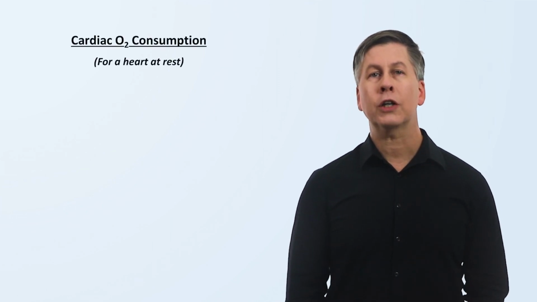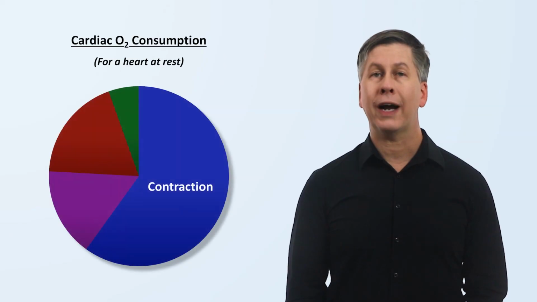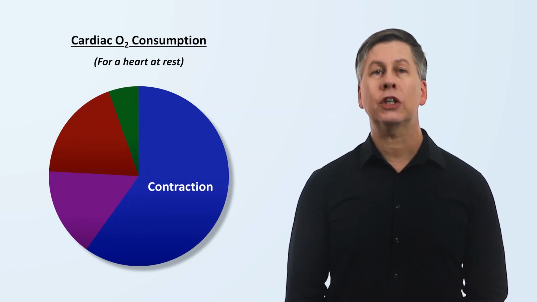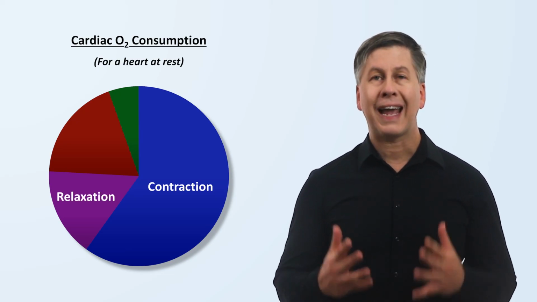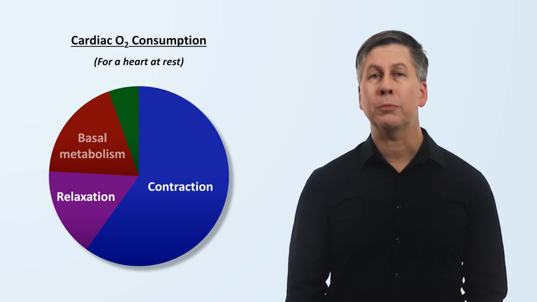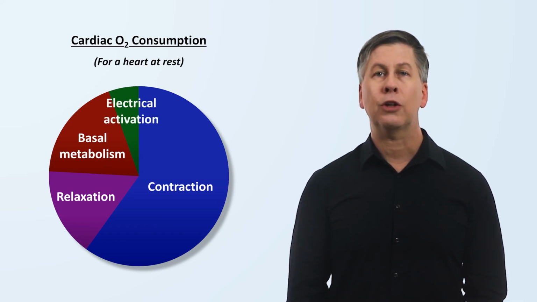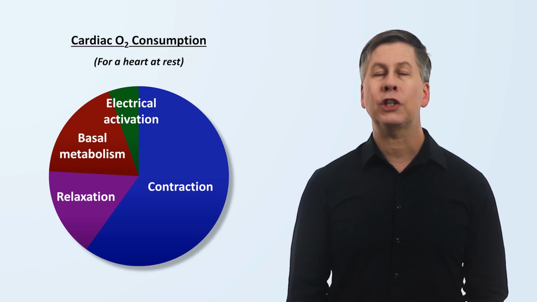Here is one last way to discuss how the heart uses oxygen. As you might guess, the majority share is for contraction. However, as discussed in the lesson on excitation-contraction coupling, myocardial relaxation is also an ATP-dependent process. Some oxygen is used for basal metabolism, and the smallest share is for electrical activation, including all the ATP-dependent ion channels that allow the creation and propagation of action potentials.